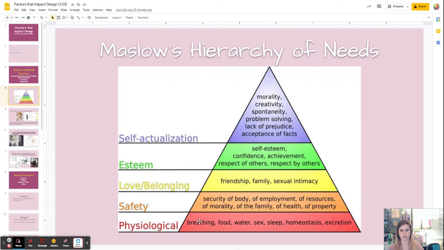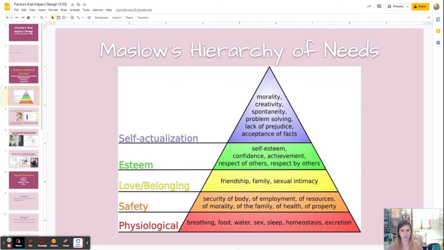You can't, for example, be homeless and not have food and water and have morals and good problem solving abilities. If you had good problem solving abilities, you wouldn't be homeless and not have food and water. So that has to do with home and safety and physiological needs being in a home. So that is a human-centered factor. What people have and what point they're at in their life impacts design and what you can do for a client, what stage they're at in their life.